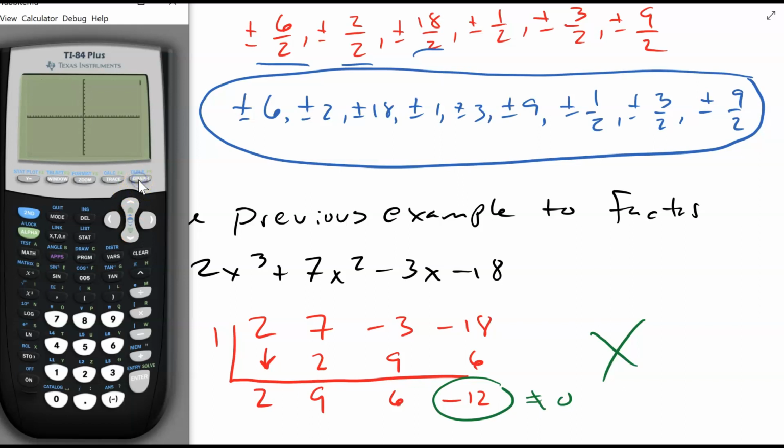All right, let's hit graph. Hit the graph button now and take a look and see what happens. So I see the graph crosses the x-axis in 3 locations. Here, here, and then here again. The problem is that this is so far away, I can't really read where it's crossing. So I'm going to zoom in a little bit.